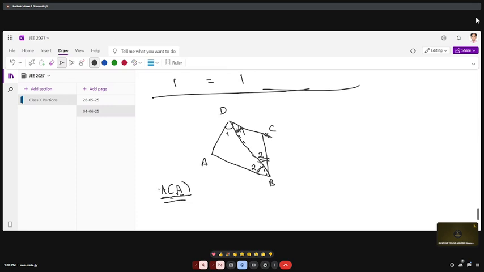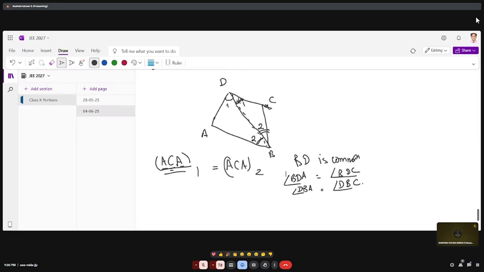Okay. We can see that this common side BD is common, angle BDA equal to angle BDC, angle DBA equal to angle DBC. So based on this condition, angle side angle, the two triangles are similar.